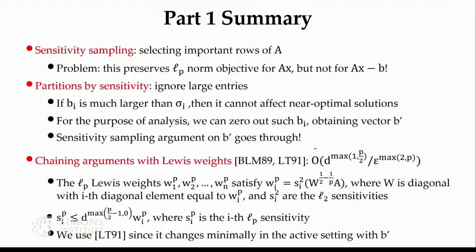Now, how do we use this in the active setting? We initially had a proof that went through Bourgain, Lindenstrauss, Milman. It was very messy. But there's a much simpler proof due to Ledoux and Talagrand, which we end up using, because it changes very minimally in the active setting, when you have this vector b prime.